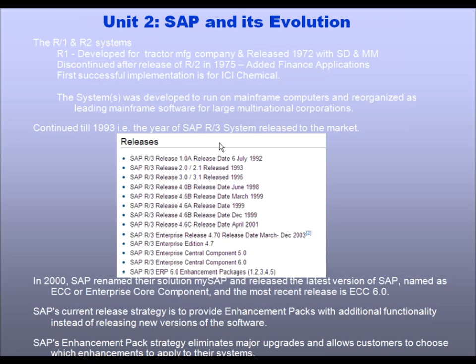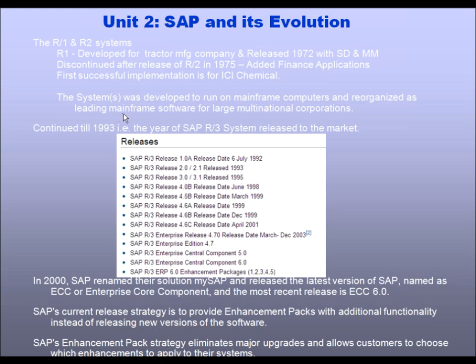That was in 1975. Since then, SAP has kept on adding new features to the existing applications, either modifying or enhancing them. As you can see here, these are the various releases SAP has done since 92. Why did I keep 92? That's because of the R3 version, which we are currently using. Between 1975 and 1993, SAP added a few more applications, modified some of its applications, and kept on releasing like that.